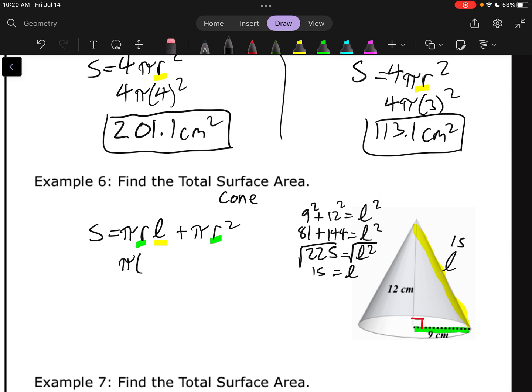Now we can do pi times 9 times 15 plus pi times 9 squared. Let me type that into my calculator. And I'm getting 678.6 centimeters squared.